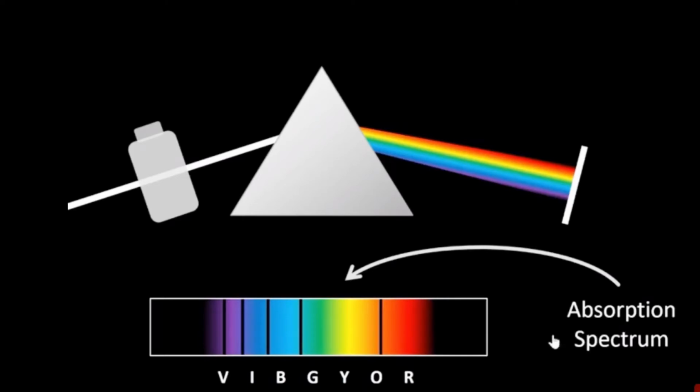That is, that particular substance which we kept in between absorbed certain wavelengths of light. That energy of light is being absorbed. It may be noted that dark lines appear exactly at the same position where the lines in the emission spectrum appear.